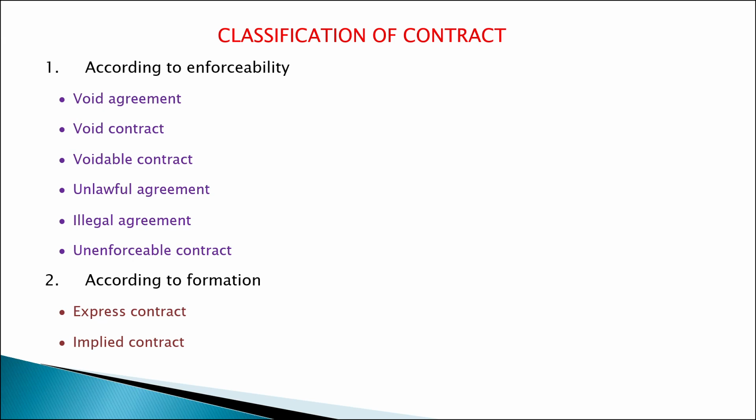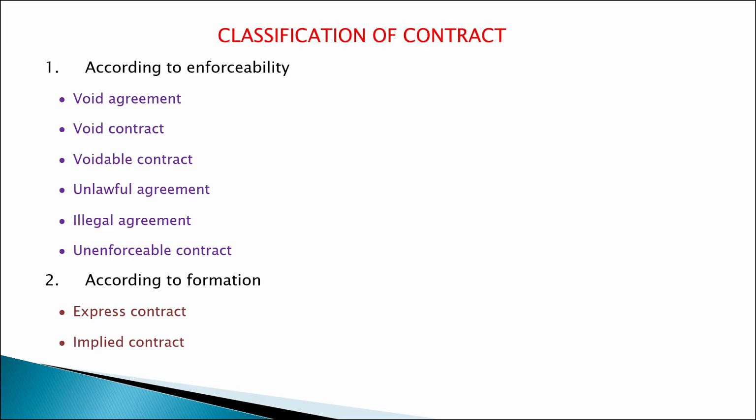For example, A employs B to kill C and promises B a sum of rupees 10,000 for doing the job. If B kills C, he cannot claim payment from A. And if A has already paid the amount and B does not kill C, A cannot recover the amount. So it is an illegal agreement, just opposite to public policy.